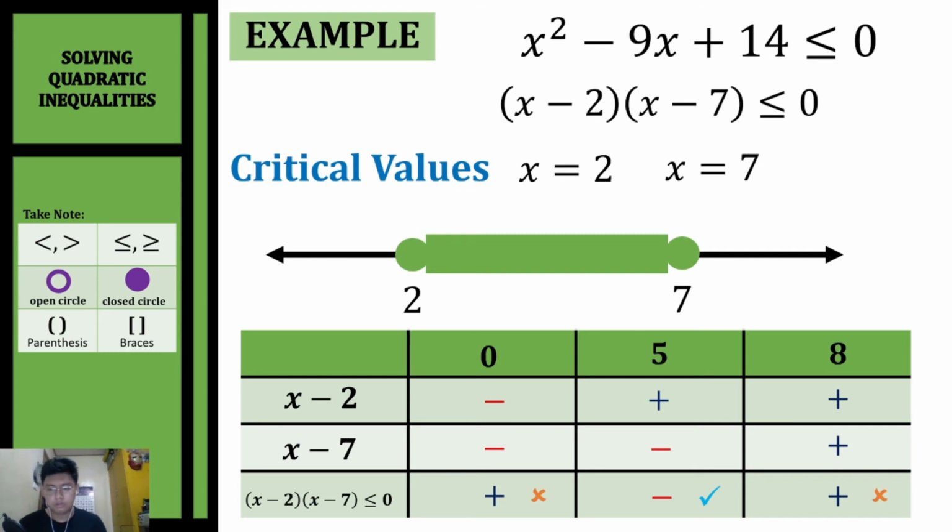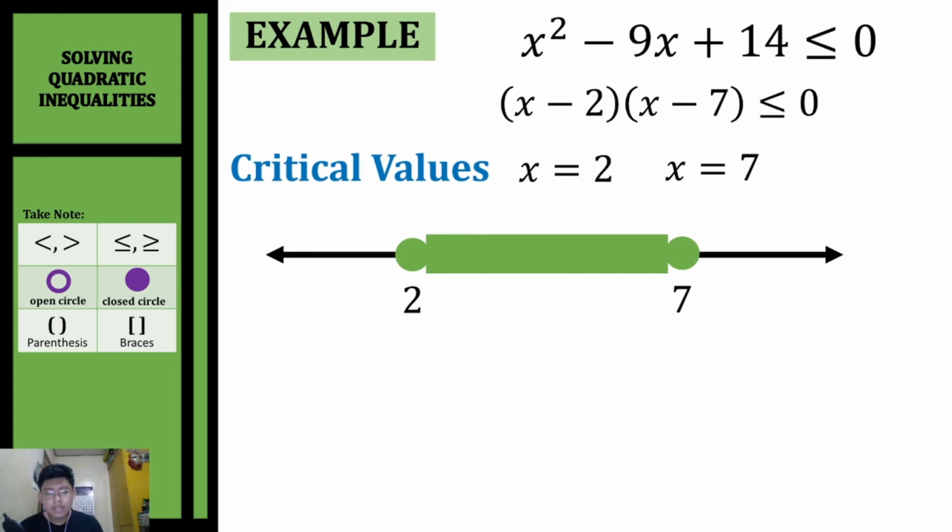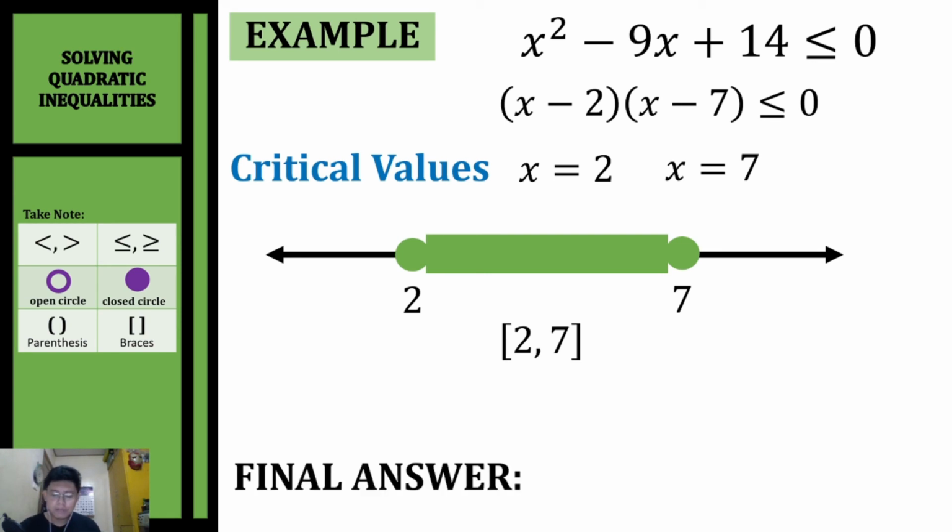So since we completed our table of signs, we can now conclude our final answer. The possible solutions to our quadratic inequality are numbers from 2 to 7. Take note that we enclose our interval using brackets because our quadratic inequality used in our example is less than or equal. So, for our final answer, it will be 2 to 7.